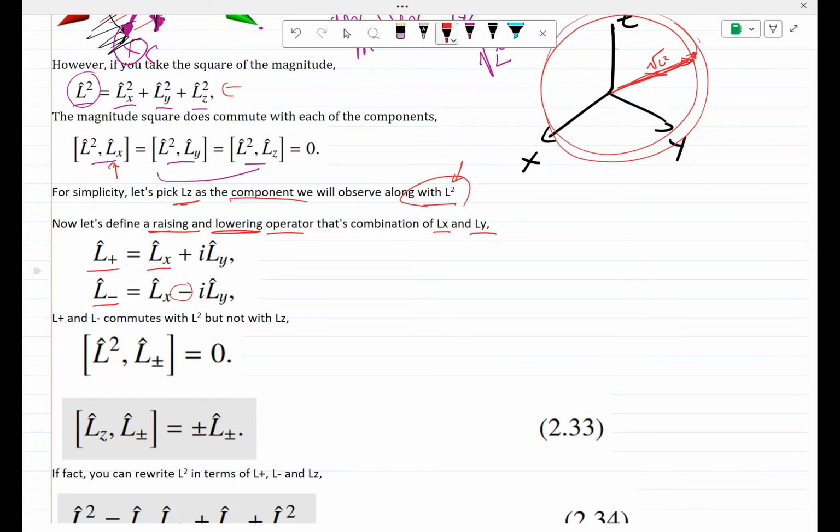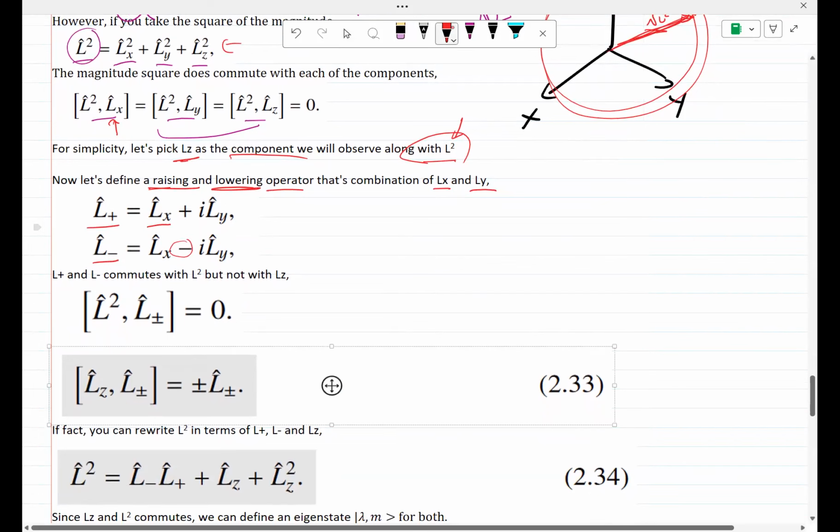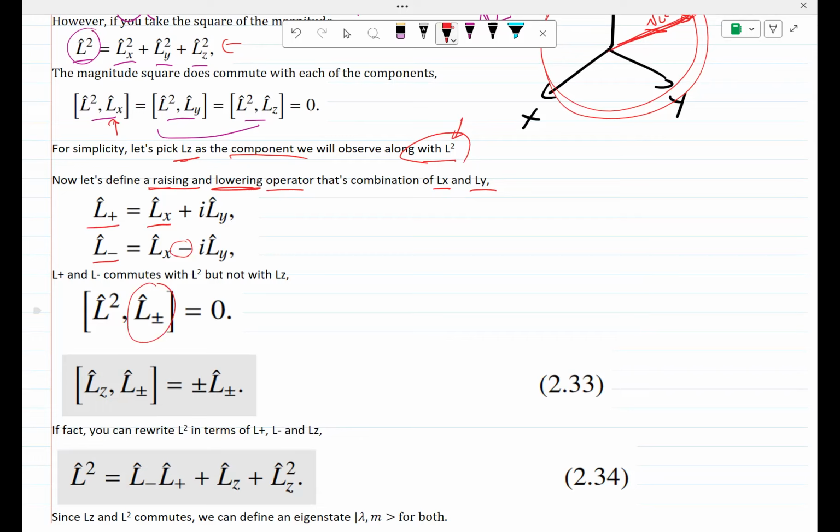Since X and Y both commute with L square, the raising and lowering operators will also commute with L square. Since X and Y do not commute with LZ, the raising and lowering operators in general will not commute with LZ. In fact, the commutation relation, which you will prove in your homework, is just the raising and lowering operator itself. The commutation relation of LZ with L plus is positive L plus. The commutation relation between LZ and L minus is minus L minus.